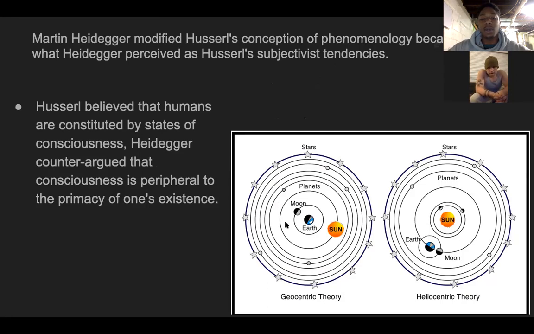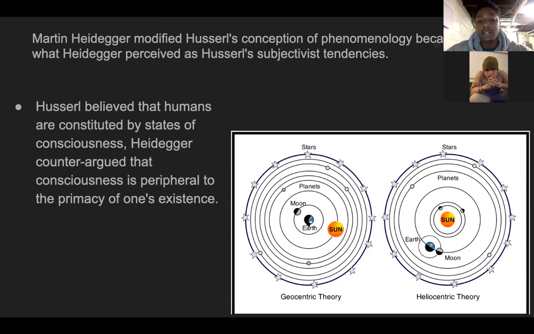So, for example, I picked up a picture of the difference between geocentric and heliocentric theories because I think this is a great way to explain how Husserl changes the atmosphere of phenomenology. So on my next slide, I have a picture that kind of explains this better.